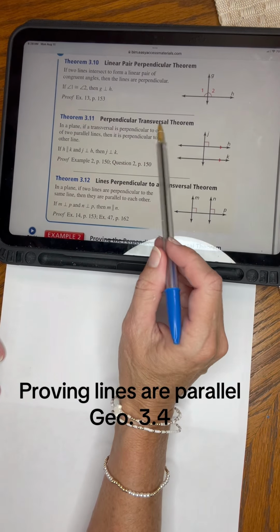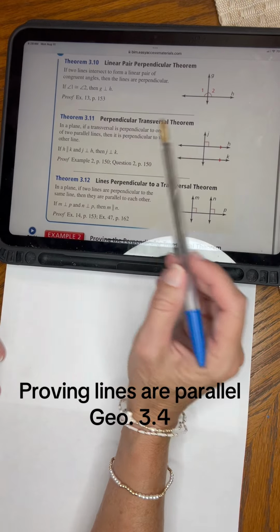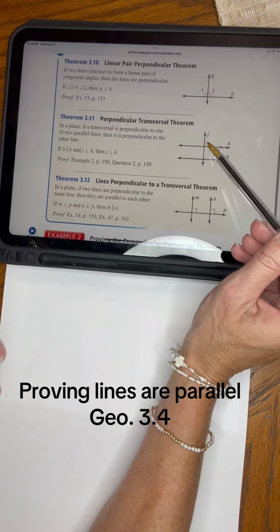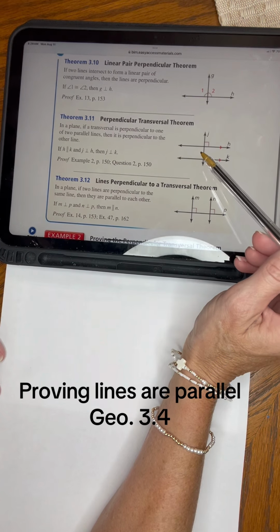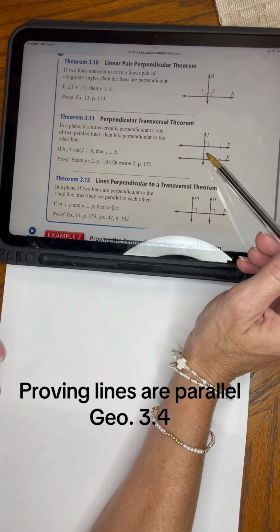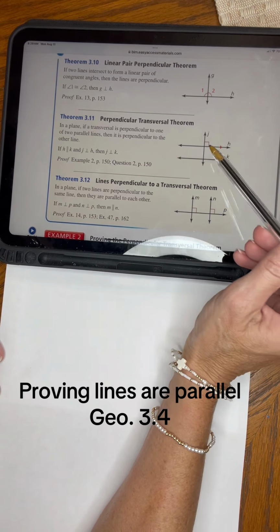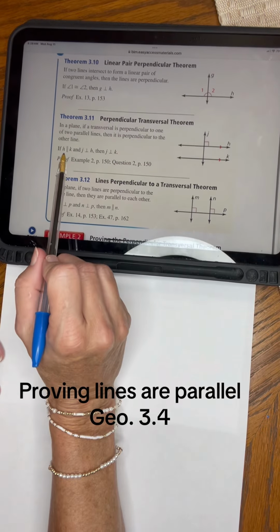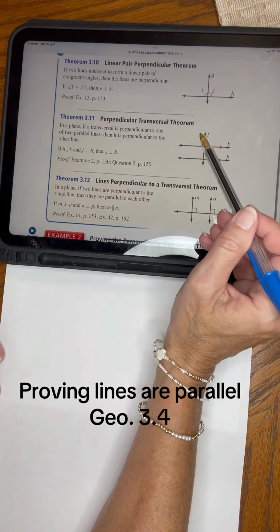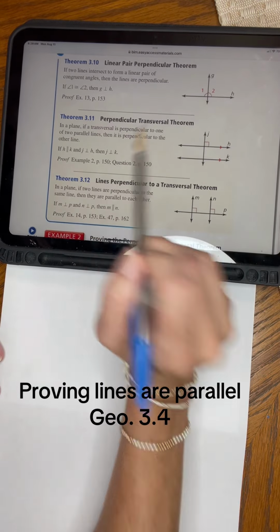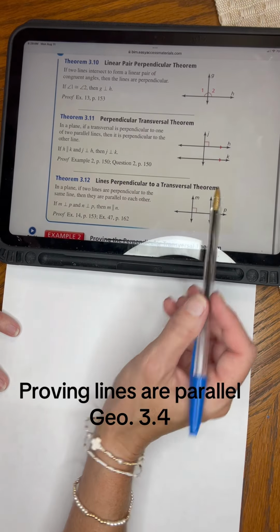In the perpendicular transversal theorem, it says in a plane, if a transversal is perpendicular to one of 2 parallel lines, he's perpendicular to one of them, and these are parallel, then he is perpendicular to the other line. So I would be able to put my little box here as well. So if H and K are parallel, and J is perpendicular to H, then that means J has to be perpendicular to K.